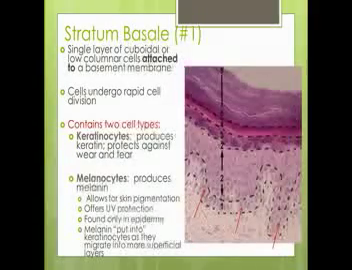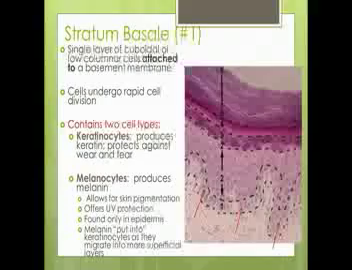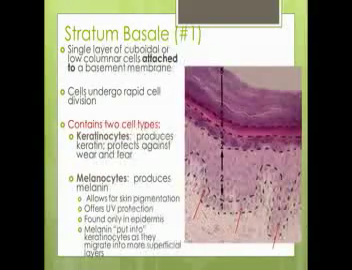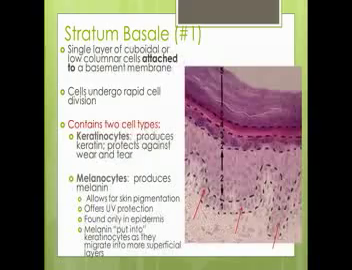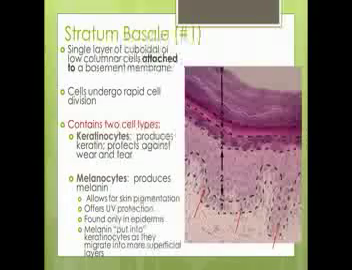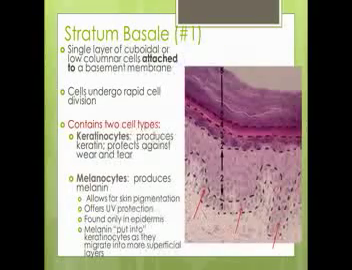The stratum basale, this is the deepest layer, is a single layer of cuboidal-like cells, or in some parts small columnar-like cells, attached to a basement membrane. Okay? The cells in this stratum basale are actually living, meaning these aren't dead cells, they're actively undergoing cell division, that process of mitosis. What are the two predominant cell types we see in the stratum basale? Well, one, keratinocytes, and two, melanocytes.